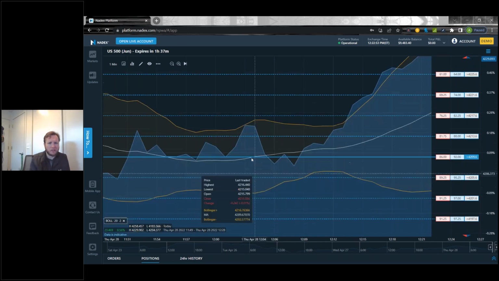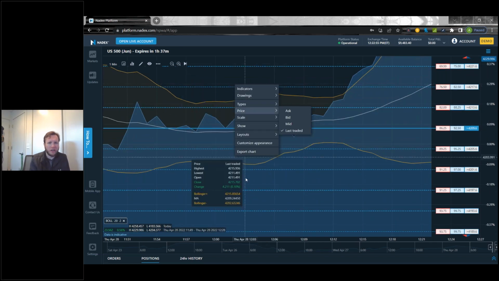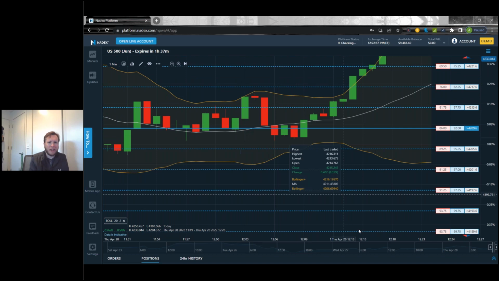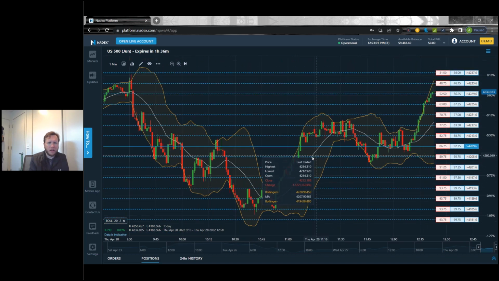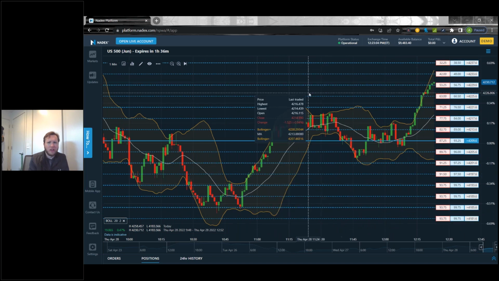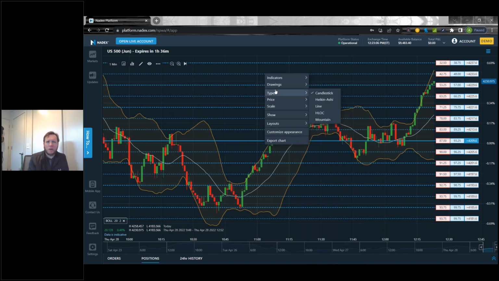And then we have the mountain, which is basically just our line chart, and it's shaded underneath. I am going to move back to our candlestick chart here. And there we go, there's our nice chart. So that's going to be all of the types. We can move through that pretty quickly here. Next, we have the price.